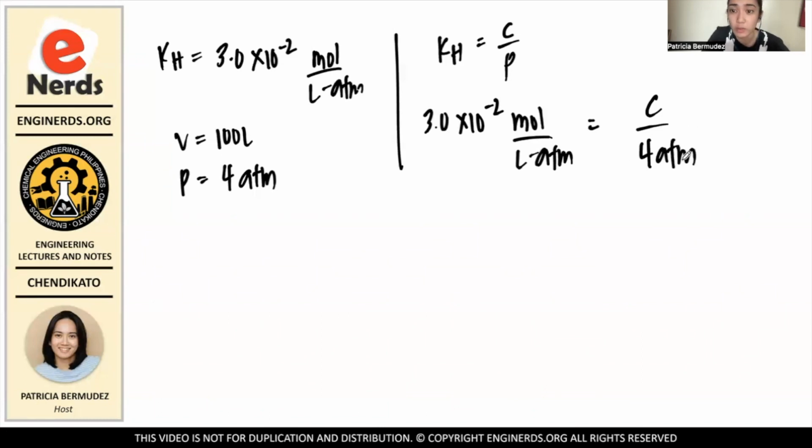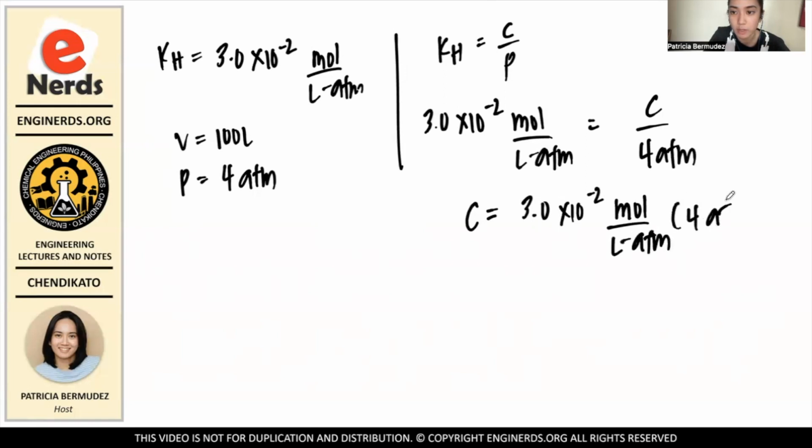And now what we have to do is just transpose this to the other side of the equation. So it will be multiply. Kung dito nakadivide siya, the other side will be multiply. So yung C natin, isolating, will be equals to 3.0 times 10 raised to negative 2 mole per liter per ATM times 4 atmosphere.